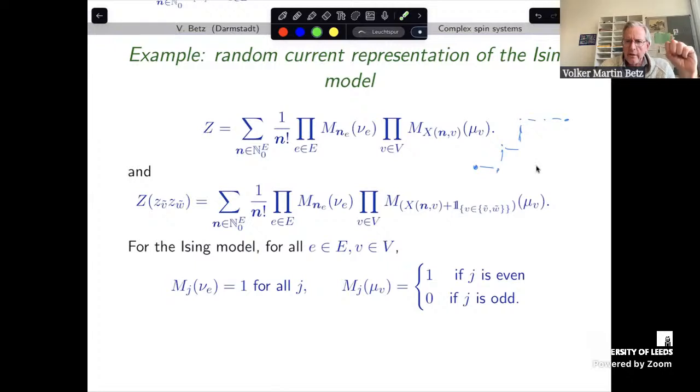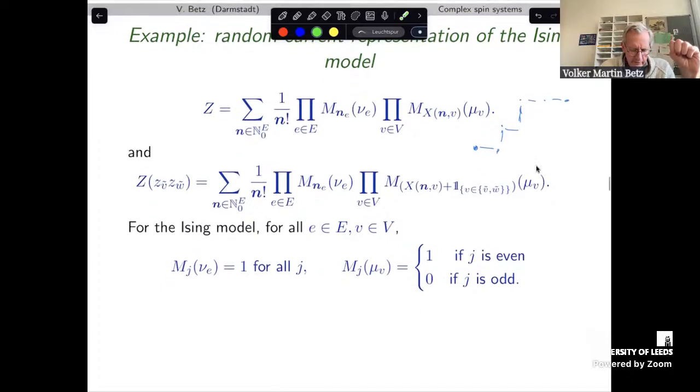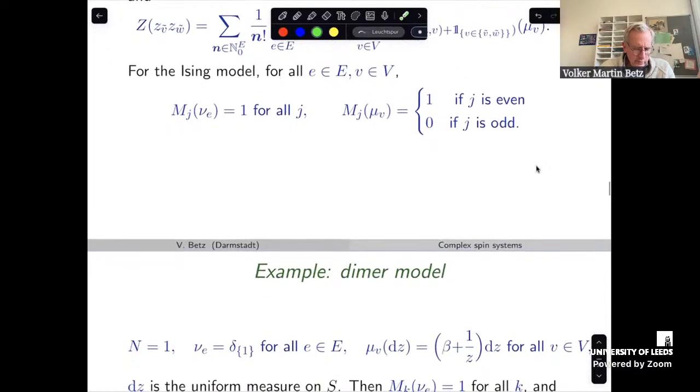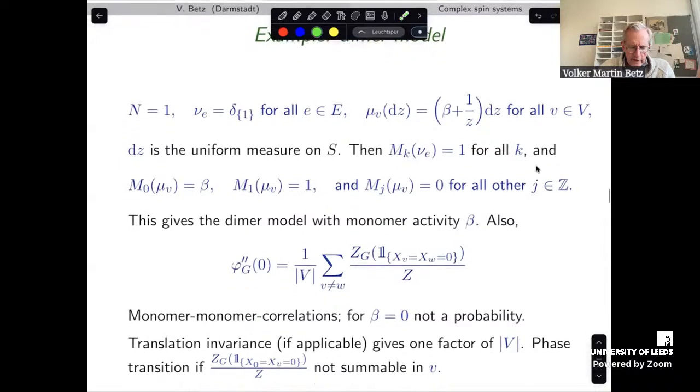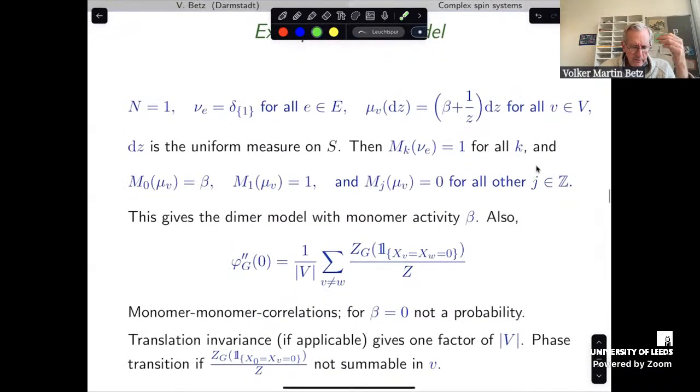And that's the random current representation, basically. So it's a famous representation which helps to do things for the Ising model. And so let's go to the first non-trivial actual random spin systems. So here, again, n is 1. The edge measure is trivial. And the vertex measure is just the uniform measure on the complex unit circle, plus 1 over z.